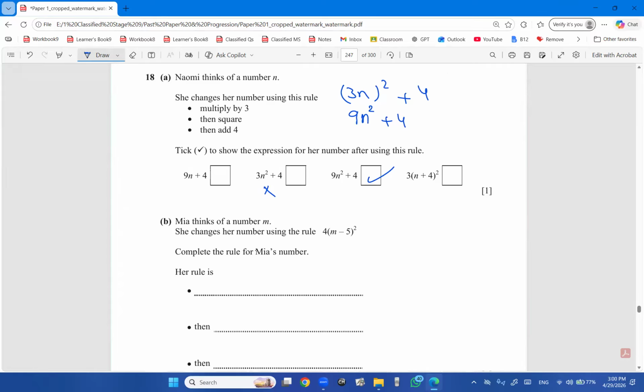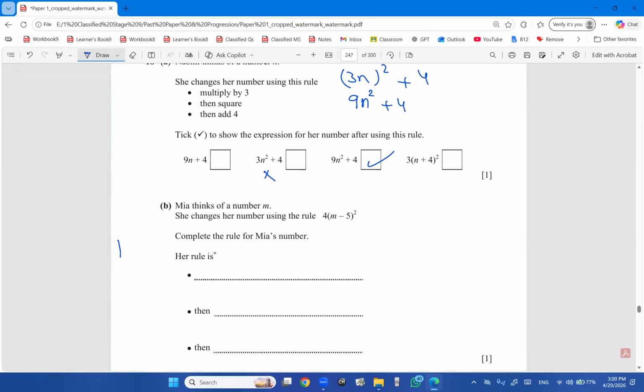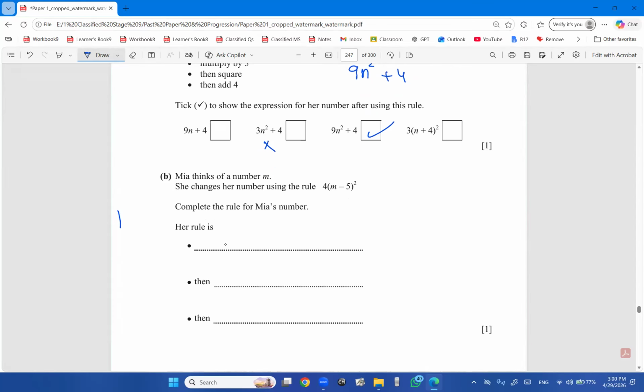Mia thinks of a number, m. She changes her number using the rule 4 multiplied by m minus 5 all squared. Complete the rule for Mia's number. Her rule is, the first thing that happened to m is that she subtracted from it 5. So the rule is subtract 5. Then she squared the result. After that, and at the end, she multiplied everything by 4. Multiply by 4.